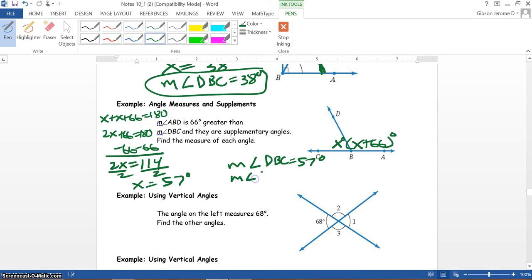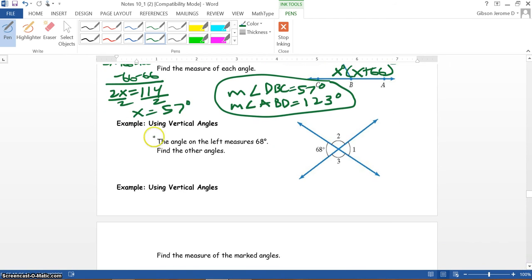Now the measure of angle ABD is equal to 57 plus 66. 57 plus 66 is 123. And this is our final answer. We add them together, that would give us 180.